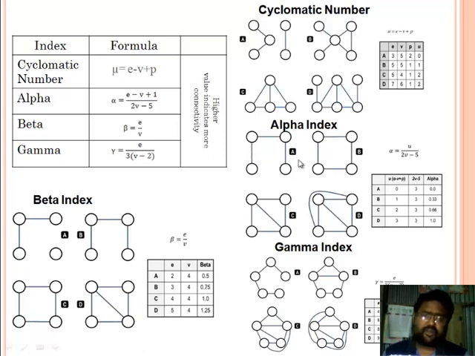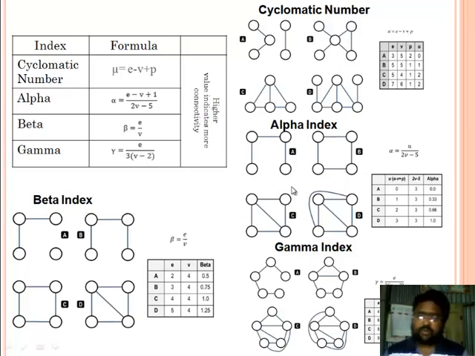Here again there are 4 graphs, and in graph A I'll show you how to calculate the alpha index. Look, in graph A there are 4 vertices and 3 edges. So first we have to find the cyclomatic number here, and then that cyclomatic number should be divided by 2V minus 5, and this is the alpha index, and you can find the alpha index of the other graphs.